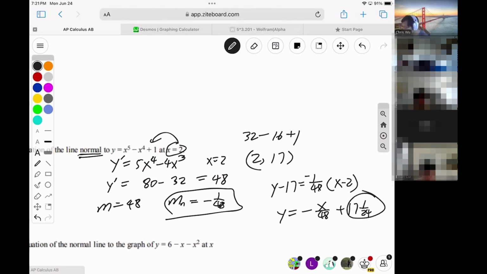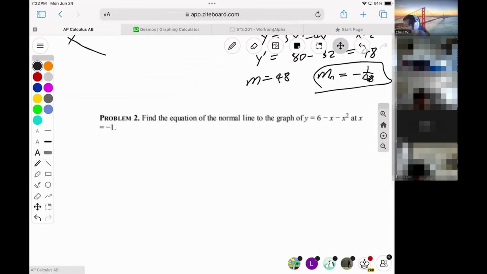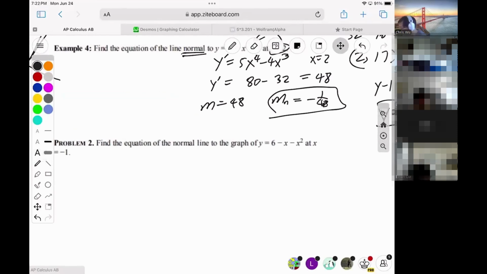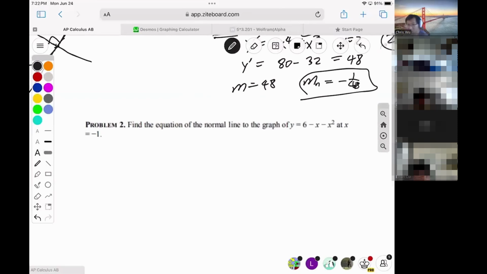You can put this into a mixed number. This is a mixed number. If you want to put it in an improper fraction, you could, but I'm not going to bother. So that's something like that. Pretty straightforward. All you needed to do is, instead of doing a tangent line, we'll do a normal line. So that's that. Okay, let's try problem 2.